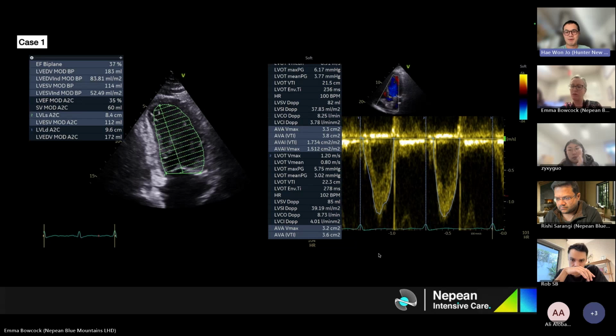If I trace it a bit better at the modal velocities, there might be a bit of an overestimate. Any other reason why it might be higher than you expect for the degree of LV impairment or reduced ejection fraction? It could also be from obstruction at the aortic valve level. I mean, LVOT VTI would also be increased, but that's not the case here. So I'm not sure.